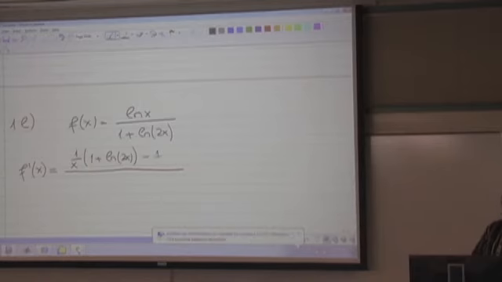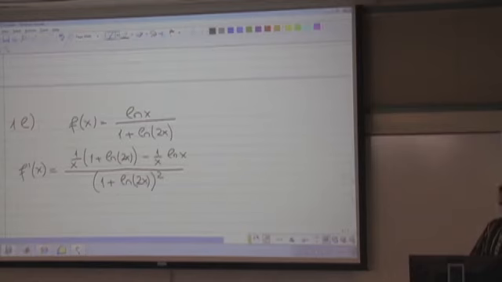2 over 2x. 2 over 2x, or just 1 over x, right? Divided by 1 plus ln of 2x, quantity squared. Right? What's my answer? Aha. How did I get to that answer?